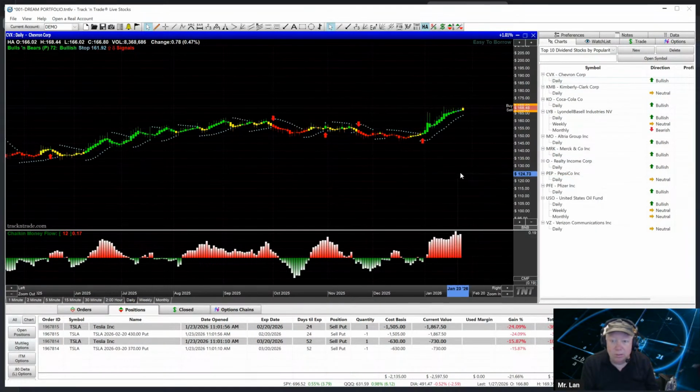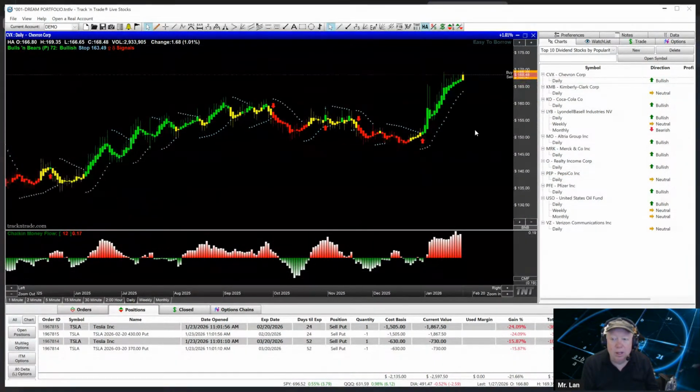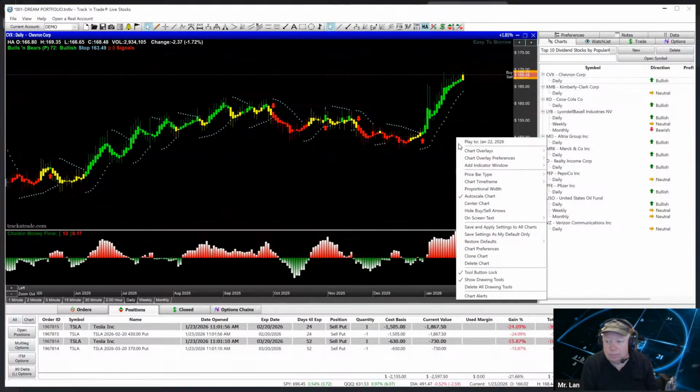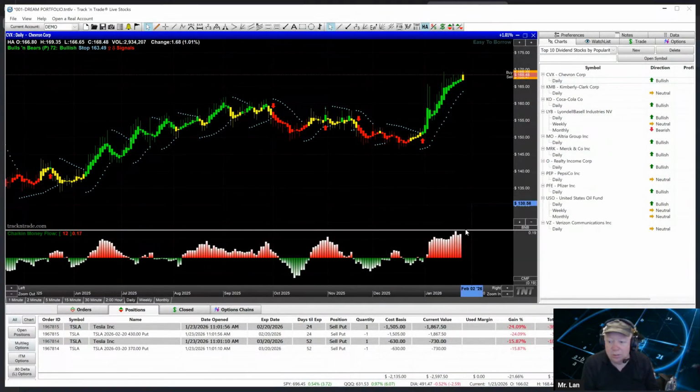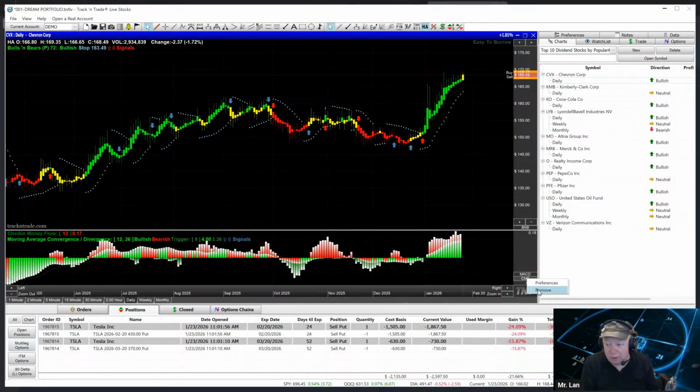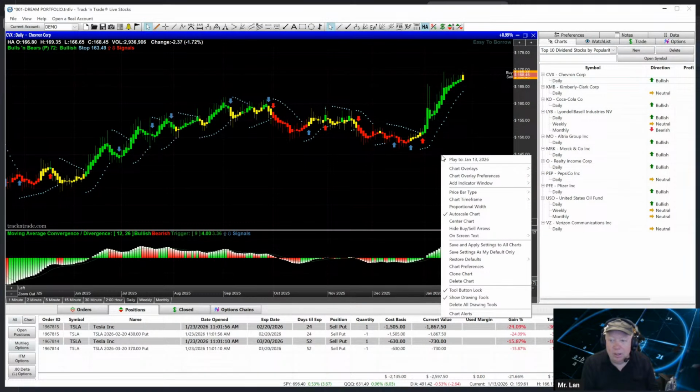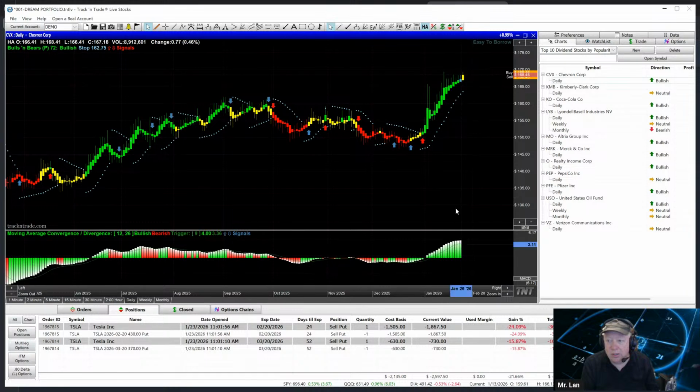So we're going to go bulls and bears, and we're going to turn that on, and then we're going to turn on chalk and money flow. We're going to turn on MACD, and we're going to turn off chalk and money flow. And we're going to save and apply settings to all charts. So all our charts look like this now. All right, so Chevron is taking off, going to the moon.